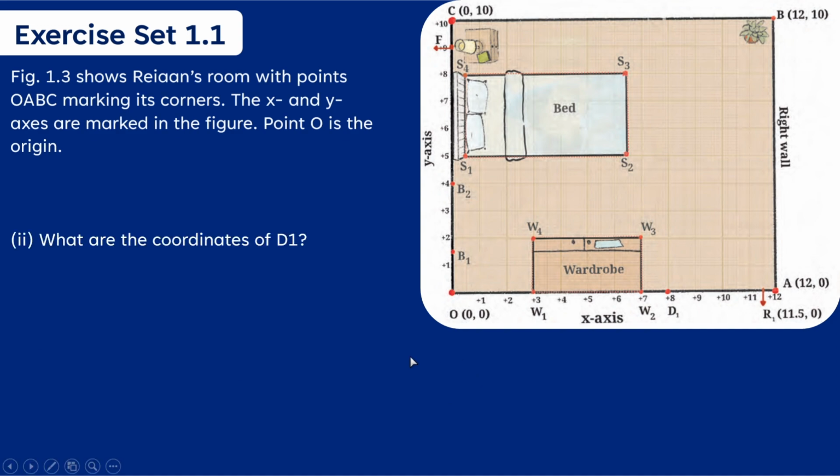The next subdivision: you are to write the coordinates of D1, which is on the x-axis. Obviously, for any point on the x-axis, the y-coordinate is going to be 0. So the coordinates of D1 are 8, 0, because the y value is 0.